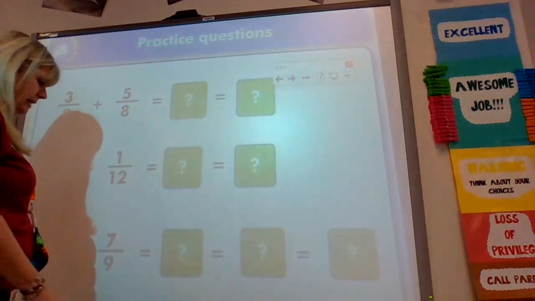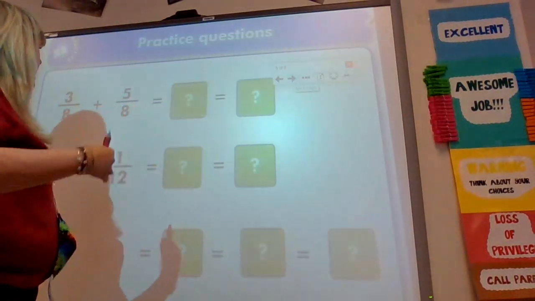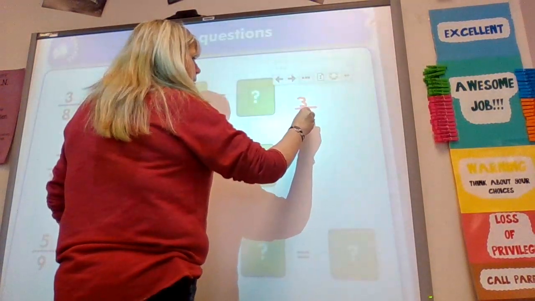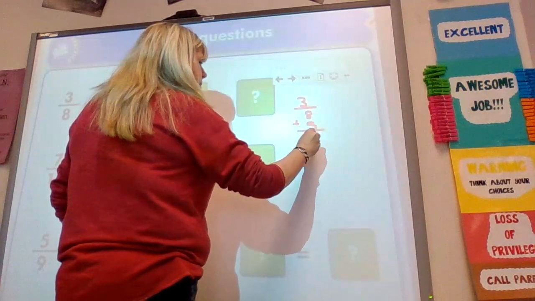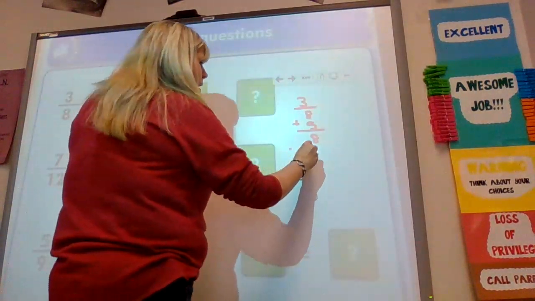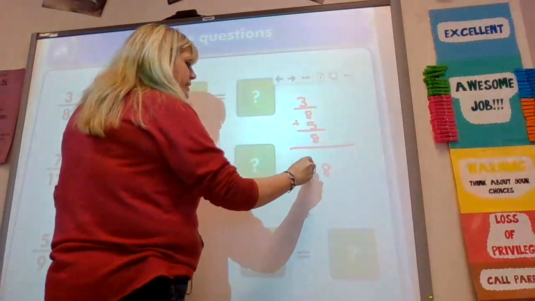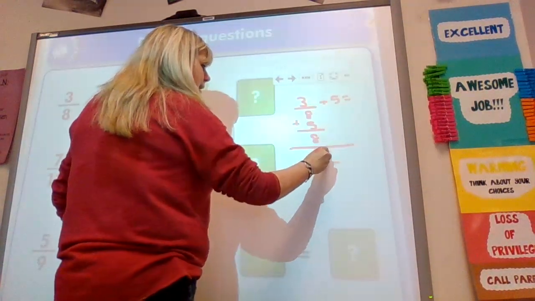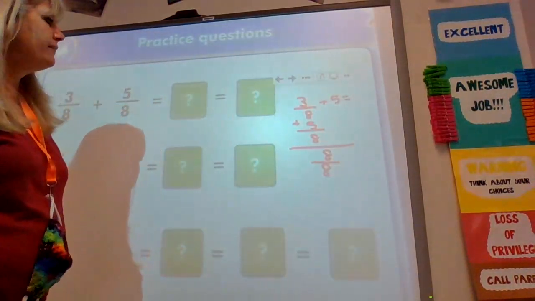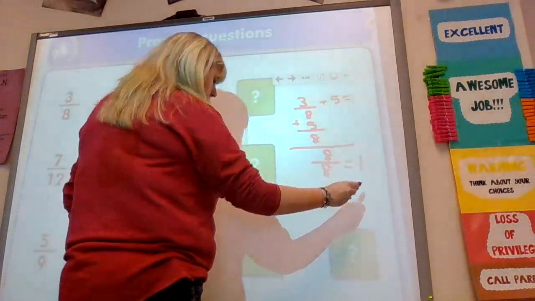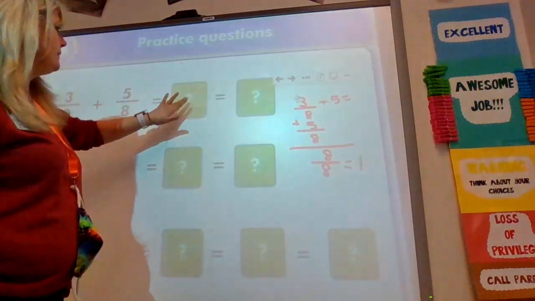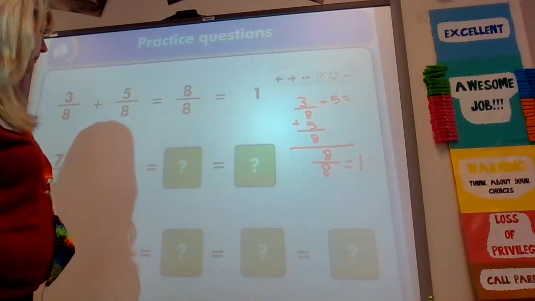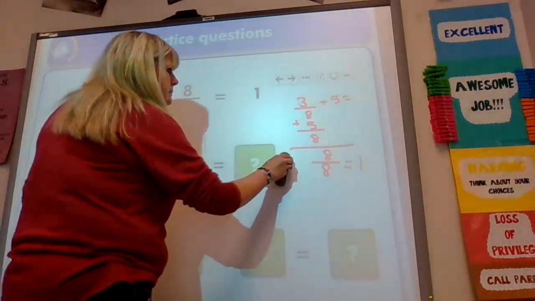Okay, let's look at this one. First thing I want to do is line them up correctly. So 3/8 plus 5/8. I know my denominator is 8, so 3 plus 5 equals 8. And 8/8 in simplest form has to be 1. Let's check ourselves and see if we're right. 8/8 and 1. Let's look at the next one.